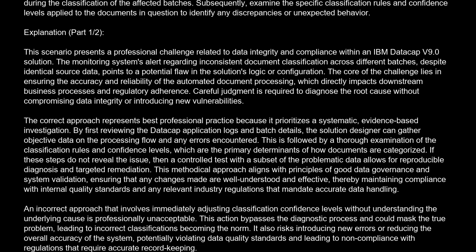An incorrect approach that involves immediately adjusting classification confidence levels without understanding the underlying cause is professionally unacceptable. This action bypasses the diagnostic process and could mask the true problem, leading to incorrect classifications becoming the norm. It also risks introducing new errors or reducing the overall accuracy of the system, potentially violating data quality standards and leading to non-compliance with regulations that require accurate record keeping.